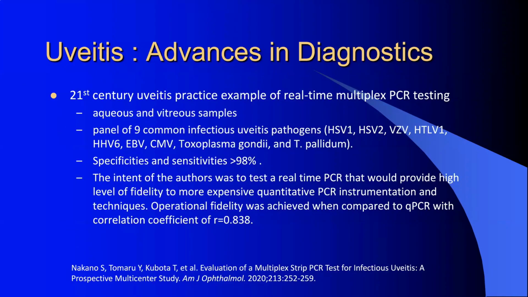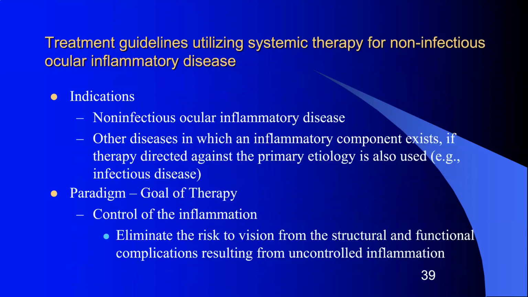So how do we use this in practice? Well, in one study, for example, aqueous and vitreous samples of 9 common infectious uveitic pathogens were evaluated, and they found that specificities and sensitivities were very, very high. And the intent of the authors was to use real-time PCR and provide high level of fidelity and correlate it to quantitative PCR, which takes a lot more instrumentation and techniques. And that's what they found, that in the field, you can do a multiplex PCR strip and within a few minutes or even an hour, find the cause of the inflammation, where it used to take days sometimes to do it. So that's where we're going with this.